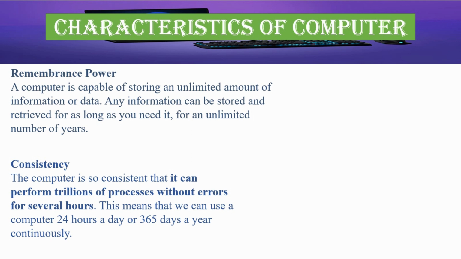Consistency. The computer is so consistent that it can perform trillions of processes without errors for several hours. This means that we can use a computer 24 hours a day or 365 days a year continuously.